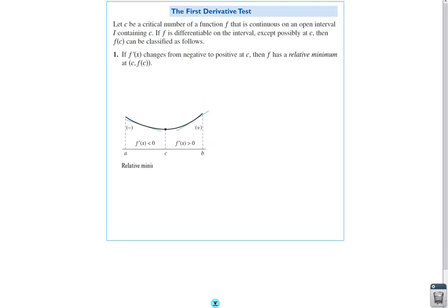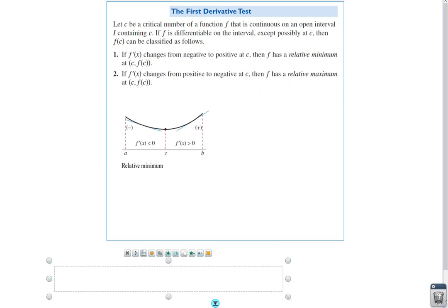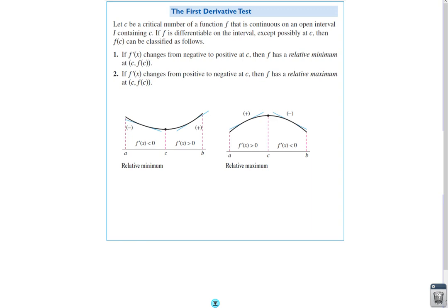I think I have a graph. Oh, look, there's a lovely little graph of that right there. My derivative changes from negative to positive. My function changes from decreasing to increasing, relative minimum. The opposite of that would be, let's move that. Here we go. If f prime of x changes from positive to negative at C, then f has a relative maximum. So it's going the opposite direction. Derivative changes from positive to negative, you have a relative maximum.